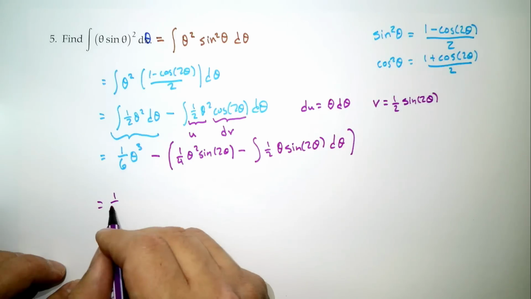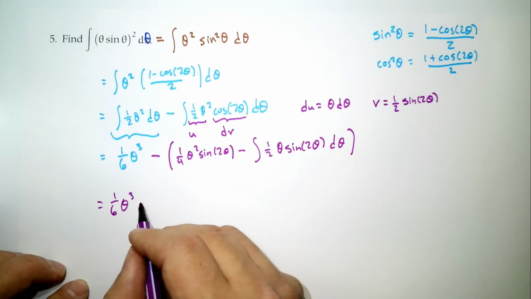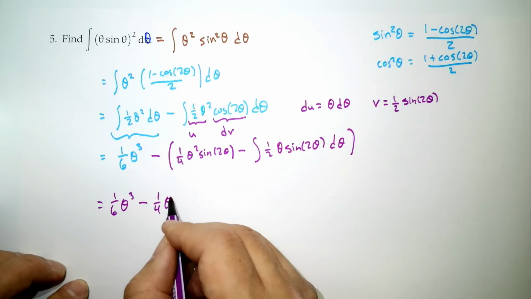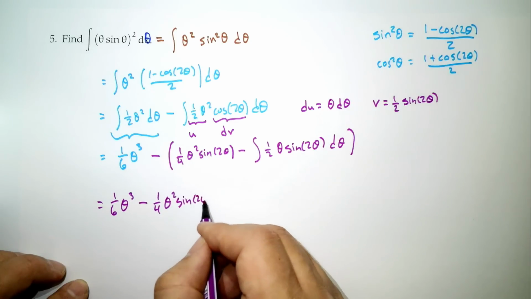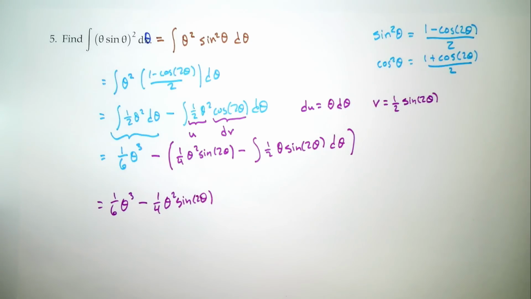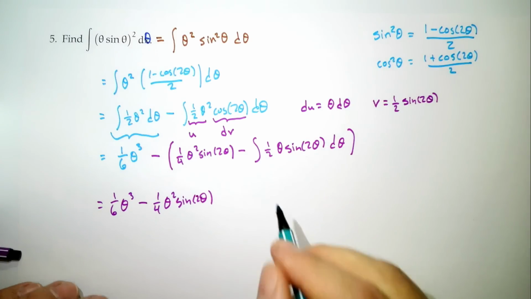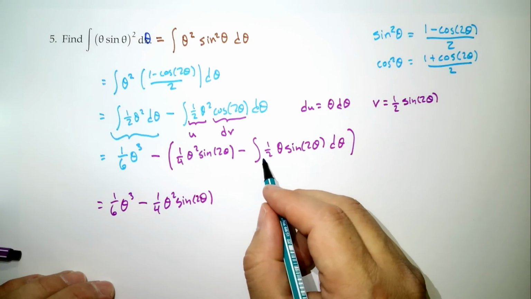All right, so we're up to 1/6 theta cubed minus 1/4 theta squared sine of 2 theta. And this last part, what do we do there? Do it again. Yeah, look, sometimes you get to do integration by parts multiple times. You should be like, cool, it worked really well once. It can work really well again.